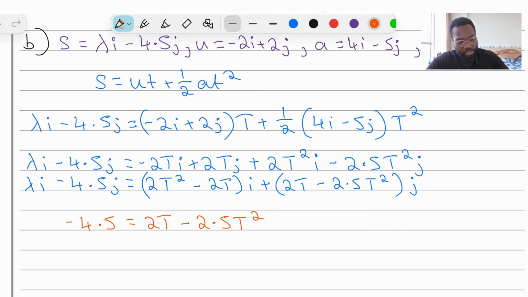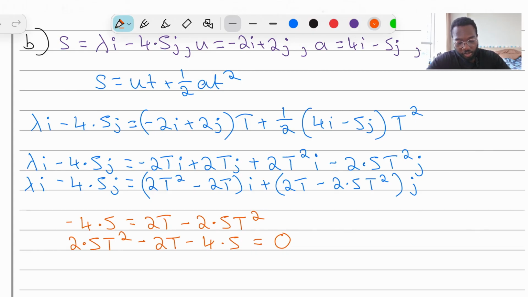So if we look at this, it's a nice quadratic equation. If I just rewrite this, we get 2.5t squared minus 2t minus 4.5 is equal to 0. So we've got a nice quadratic equation here. At this stage, just put it into your calculator. I wouldn't waste time trying to solve it by yourself. You can if you want to, but I would just put it into a calculator and make it quick for yourself.